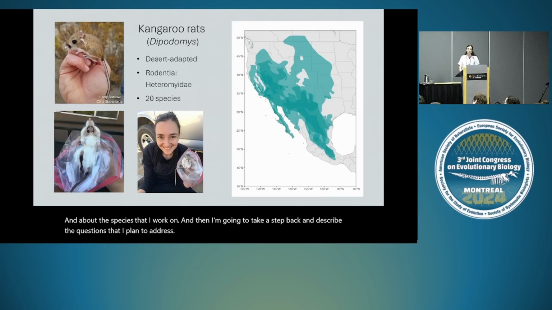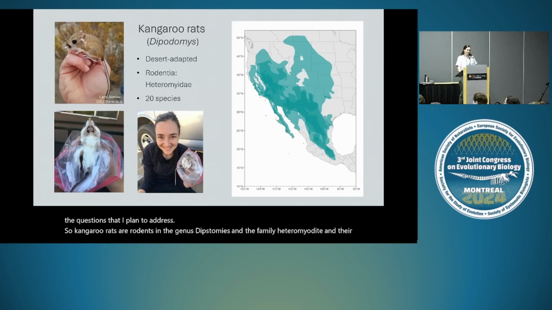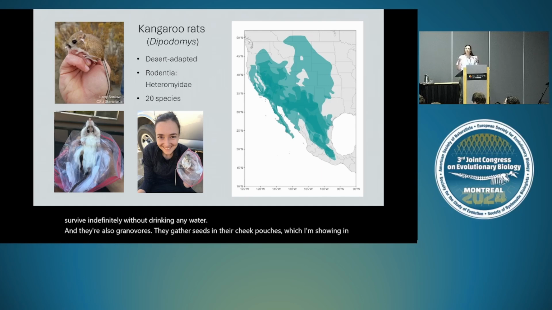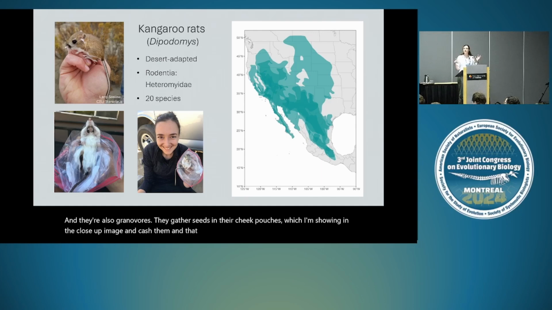So kangaroo rats are rodents in the genus Dipodomys in the family Heteromyidae, and their closest relatives are gophers and beavers, so the term rat is not quite correct here. And they're only found in North America, and they're really iconic species across the deserts of the American Southwest. So they're uniquely adapted to live under dry conditions, and they can survive indefinitely without drinking any water. And they're also granivores. They gather seeds in their cheek pouches, which I'm showing in the close-up image, and cache them, and that really shapes the distribution of plants in the ecosystem around them.